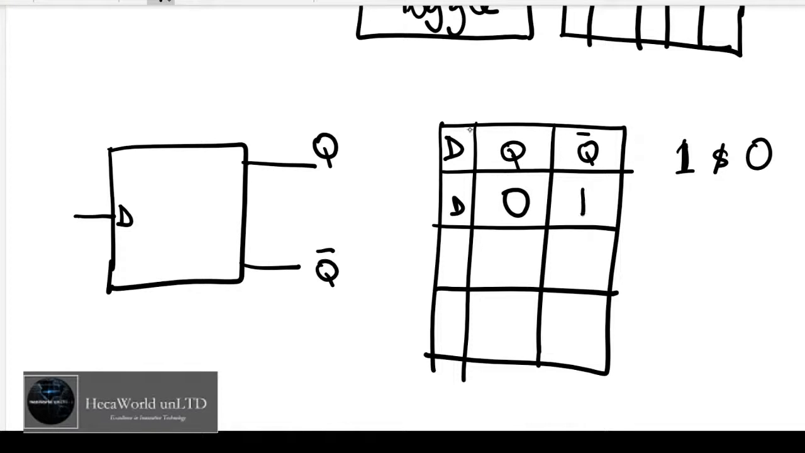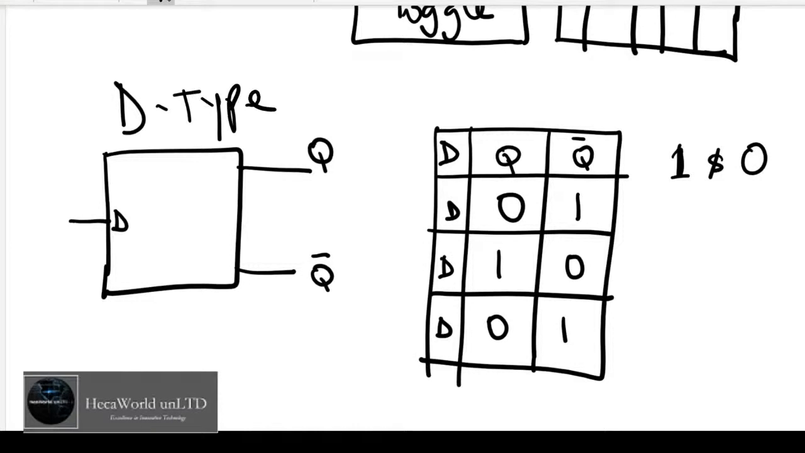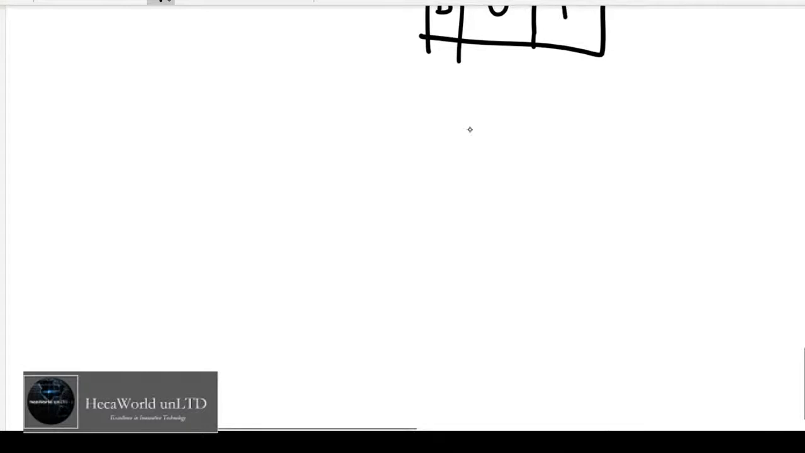So if I send my data here, and let's say we start with Q as 0 and not Q as 1, when I clock it again, it will just change. So it's just like regular set reset. So this is D type. Let's look at set reset.